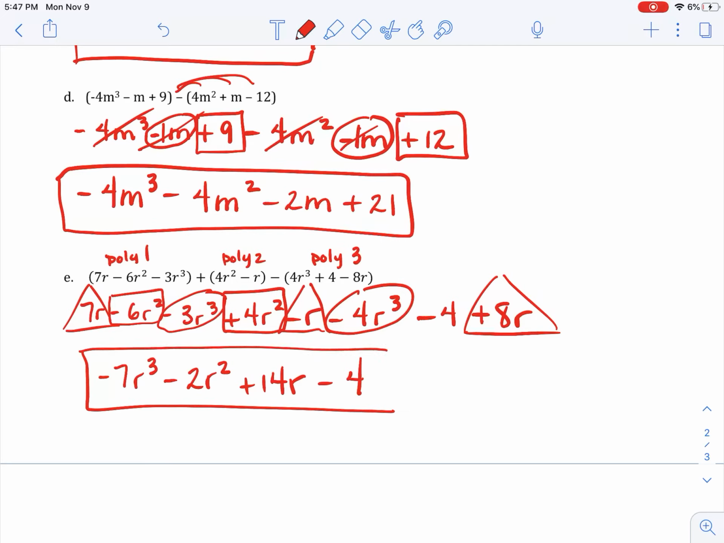So when we're adding or subtracting polynomials, it's all about watching the sign that's in front of the polynomial to decide if you have to change any signs. And then we're going to add up the like terms. And the like terms means you never change an exponent. You just add up the coefficients and leave the exponents alone.